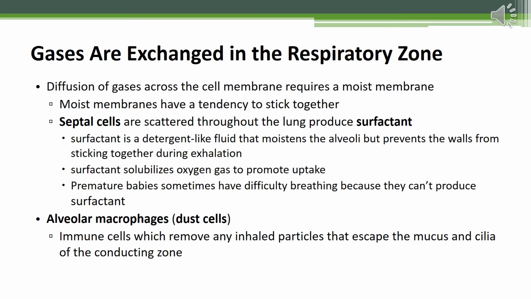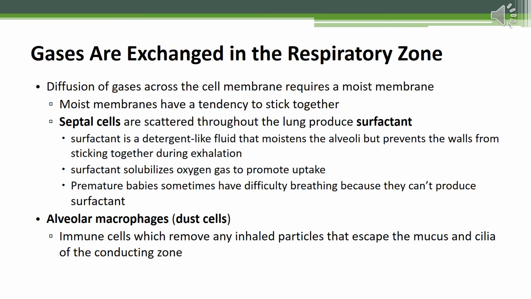So in order to combat this stickiness, we have septal cells scattered throughout the lung which produce a chemical called surfactant. And surfactant is a detergent-like fluid that moistens the alveoli but prevents the walls from sticking together during exhalation. Surfactant also solubilizes oxygen gas to promote its uptake into the lungs. Sometimes premature babies have difficulty breathing because they're not to the point where they can produce surfactant.